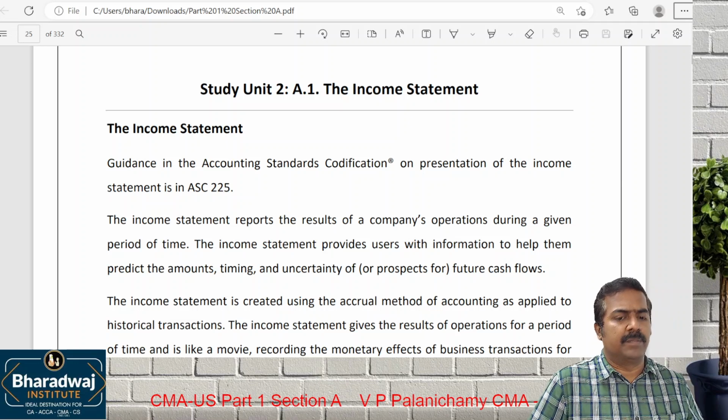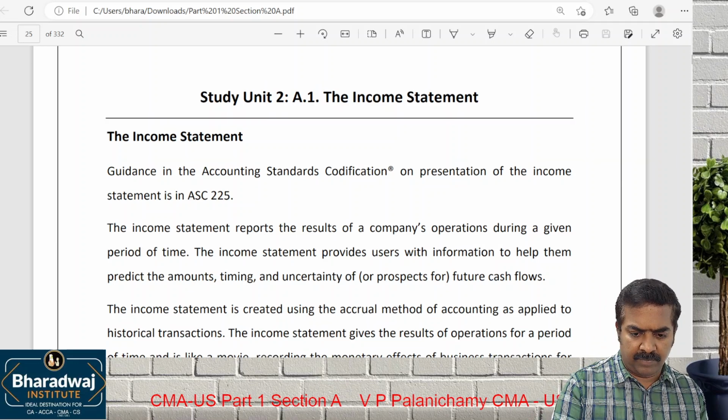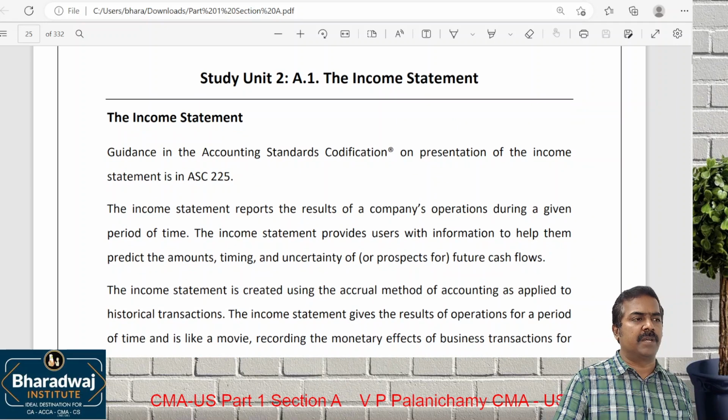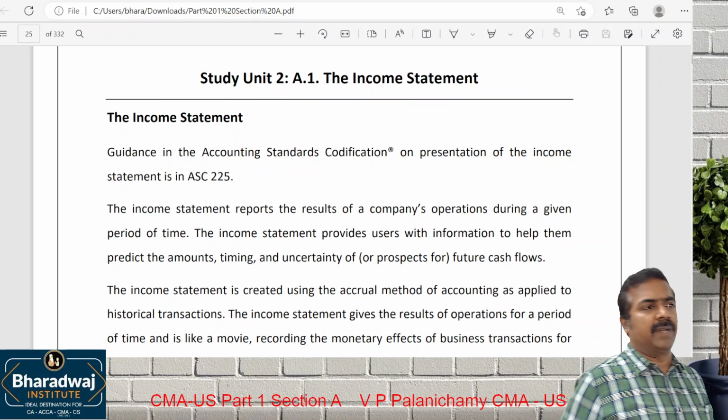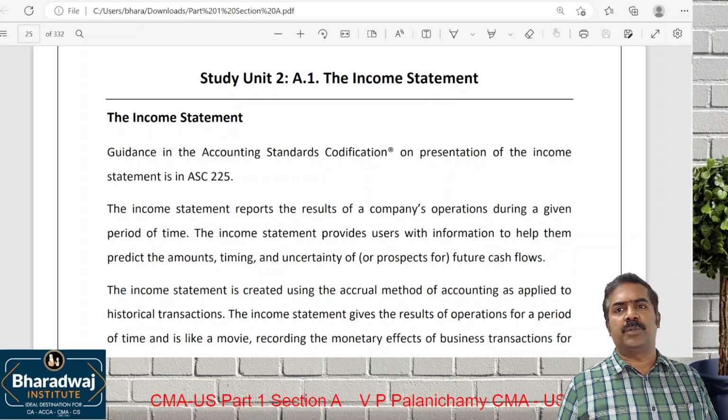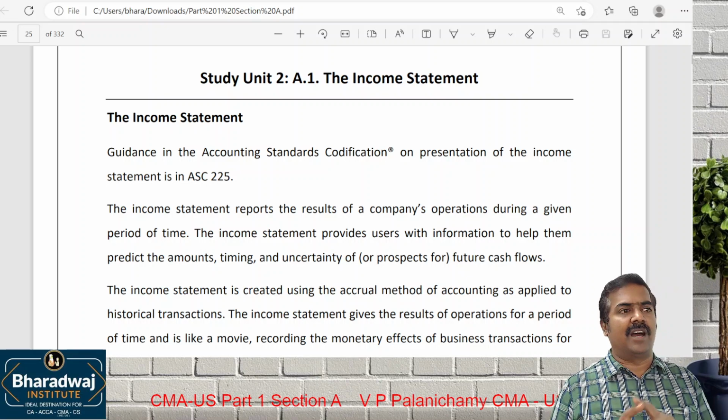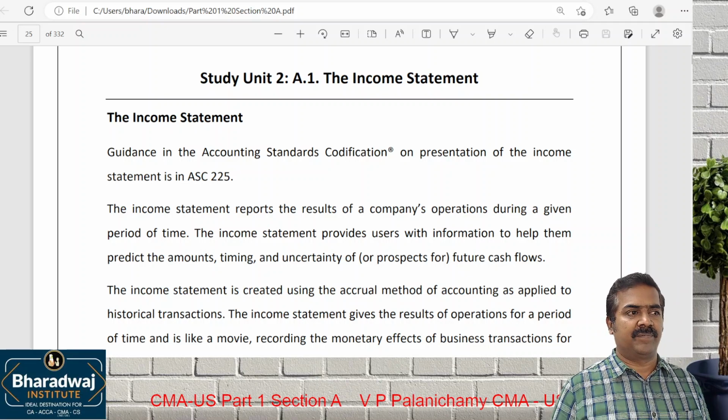We will begin with income statement. Shall we begin with income statement? So far, we discussed which one? Balance sheet. Balance sheet gives you assets and liabilities on a particular date or throughout the year.